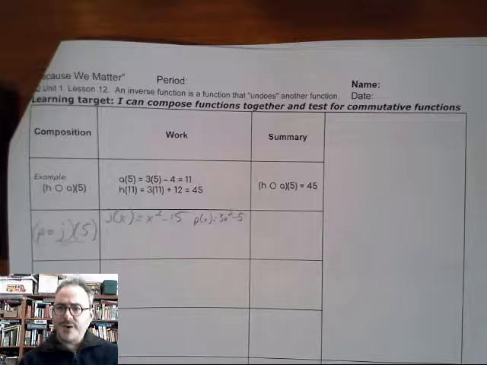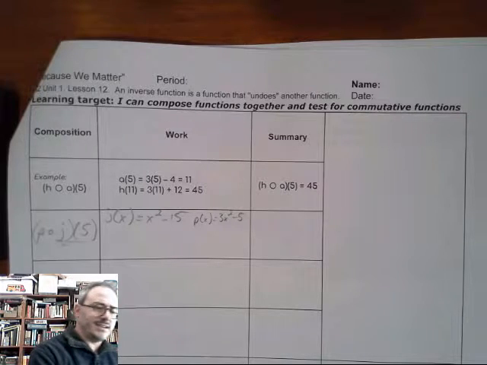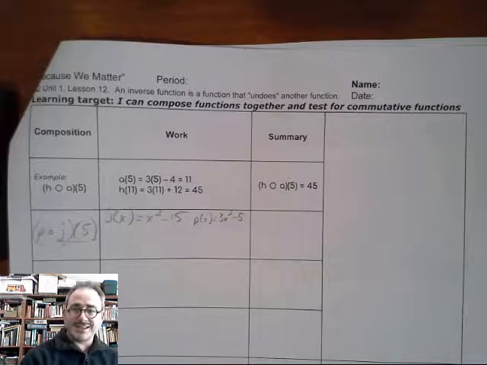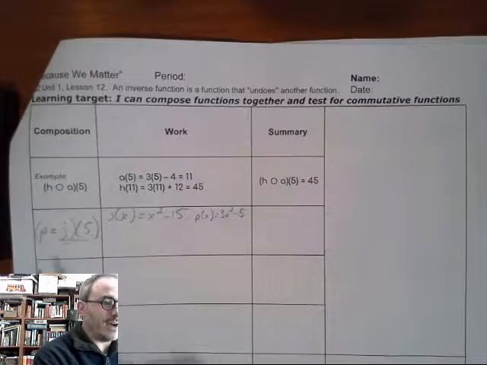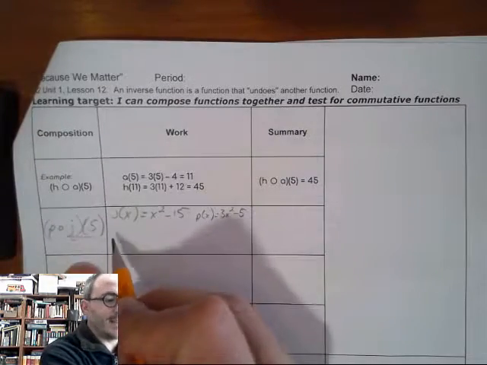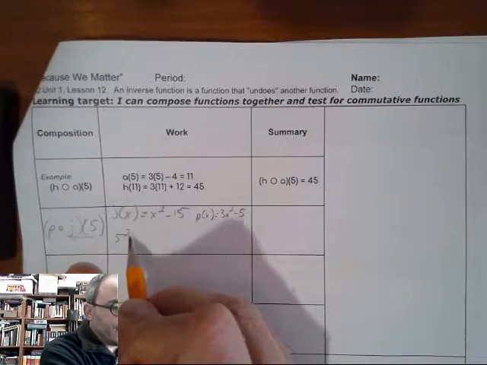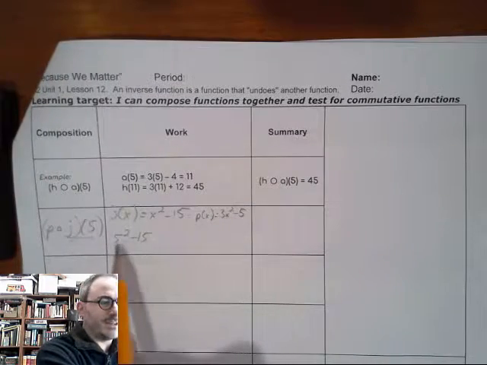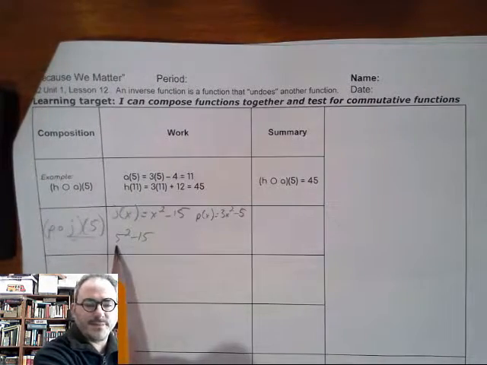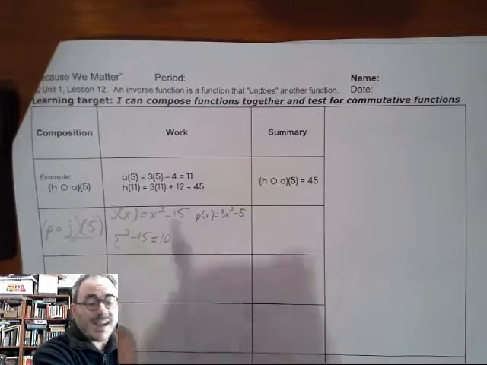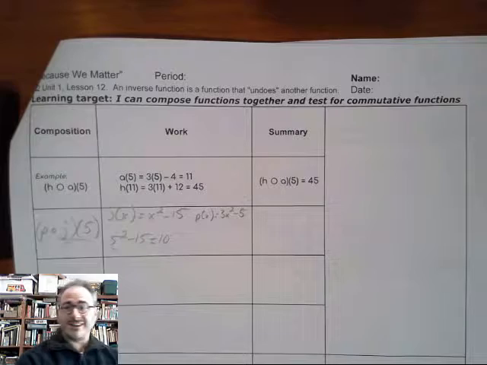Okay, hopefully you've unpaused the video and you've worked on a few of these. I don't know which ones you picked, so I'm just going to pick the ones that make sense to me. So I have here p of j of 5. I plug 5 in for the x in j of x. I get 5 squared minus 15. I already talked about this. 5 times 5 is 25. 25 minus 15 is 10. I did that in my head. You might want to do it in your calculator.